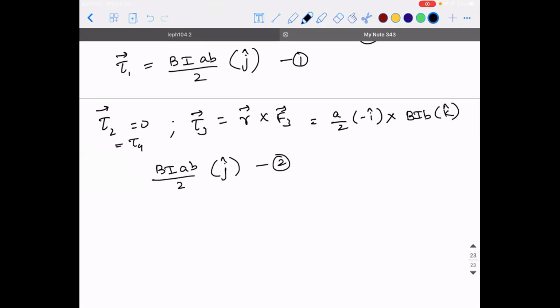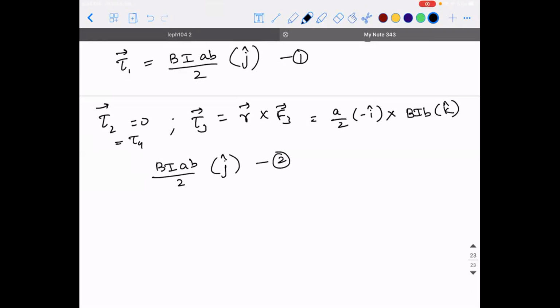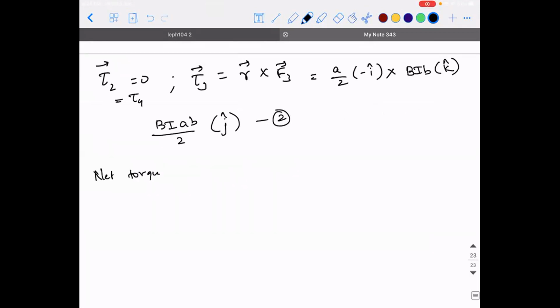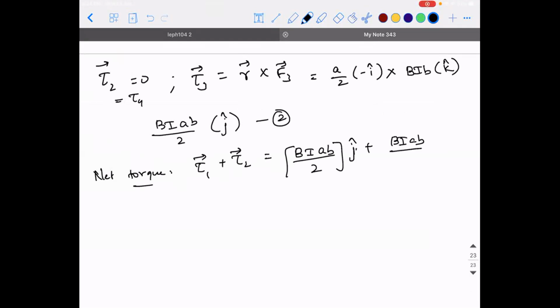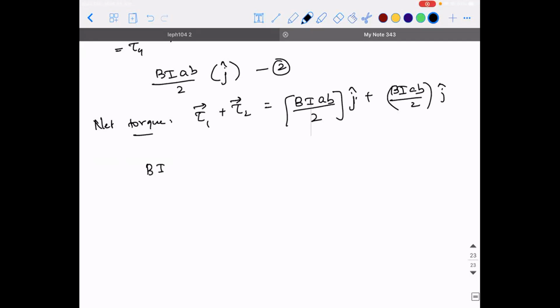So the net torque is going to be torque 1 vector plus torque 2 vector. This will be B into I into AB divided by 2 times j cap plus B into I into AB divided by 2 times j cap. This is BI by 2 into, what is the value of AB? It is A in terms of j cap. Okay, I will write it AB only.